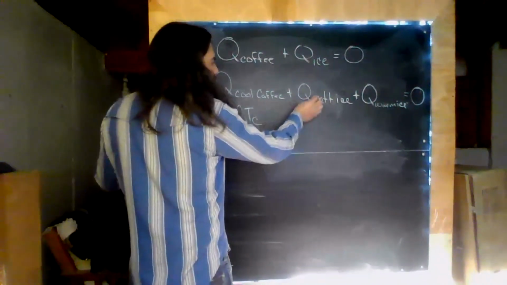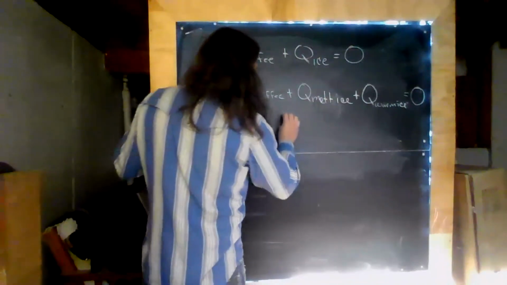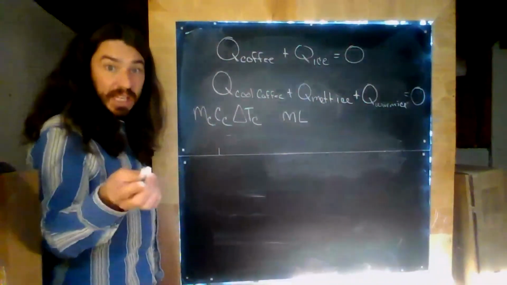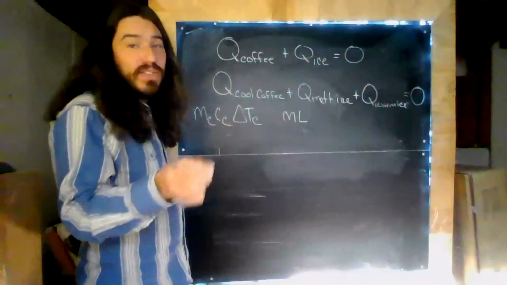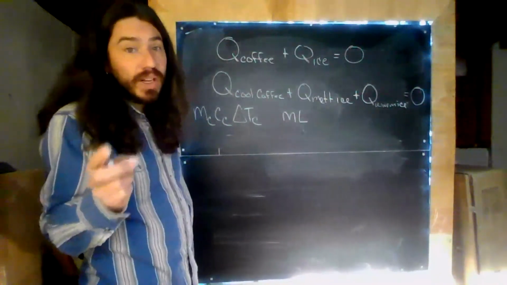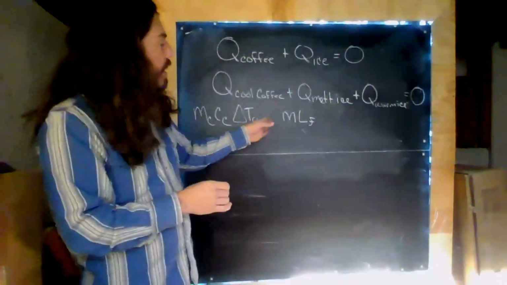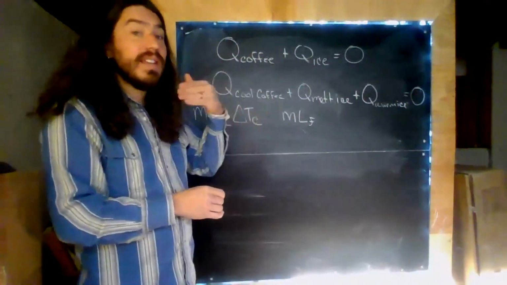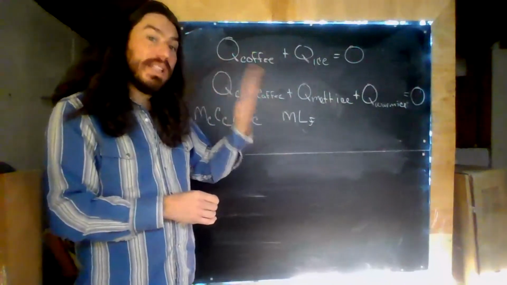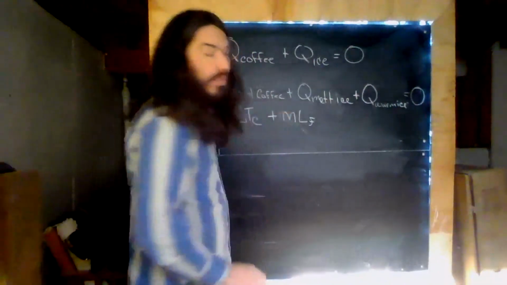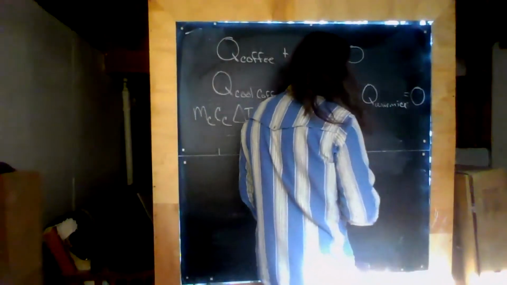Now, ice melt. This is going to be an M times L term. Is it MLF or is it MLV? Well, here we are talking about the phase transition between solid and liquid. So this is MLF. What goes here, positive or negative? Well, is the ice absorbing energy or releasing energy? The ice is absorbing energy, so a plus goes right there. And then we have a delta T for the ice.